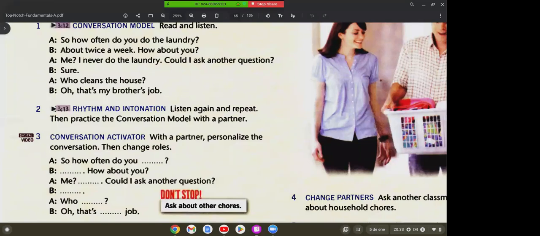Démosle ya. Bueno, actually, yes, digo. Démosle. Awesome.